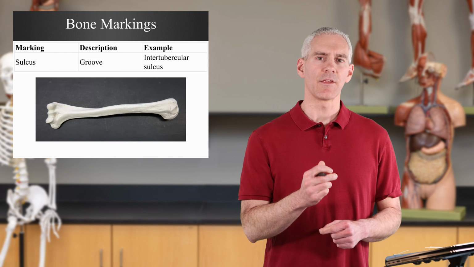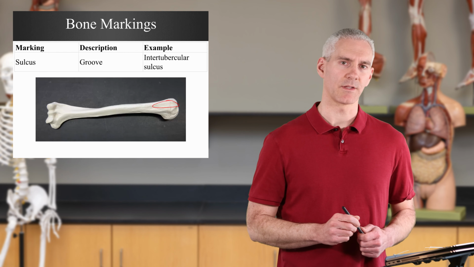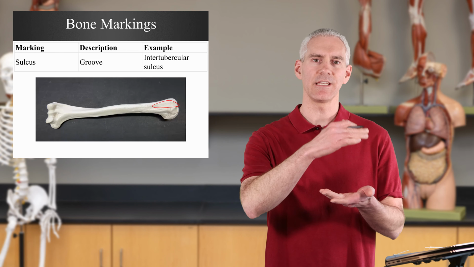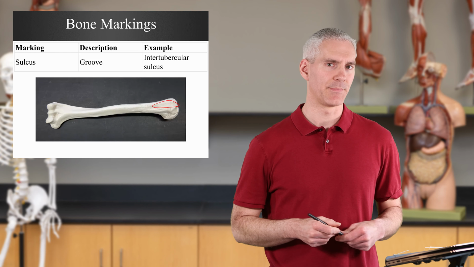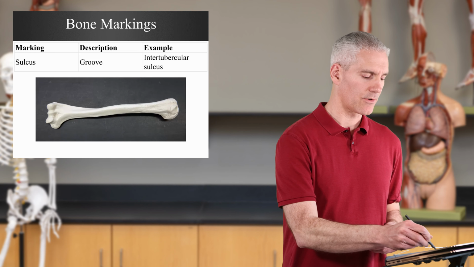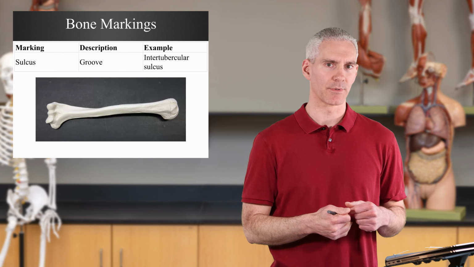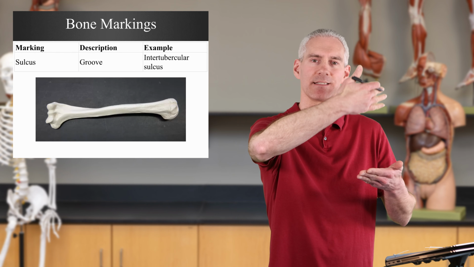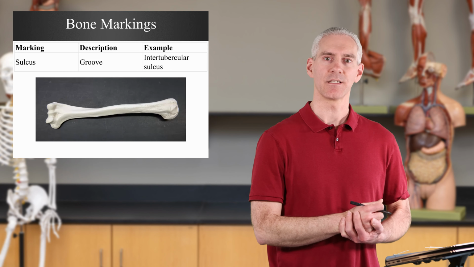Sulcus. Now the term sulcus, this right here is going to be a sulcus. A sulcus is a shallow groove, or basically a laid down indent in the bone. So what we're seeing here, that's the intertubercular sulcus. It's in between the tubercles. It's that shallow indent that sits right in between both tubercles. So a sulcus.